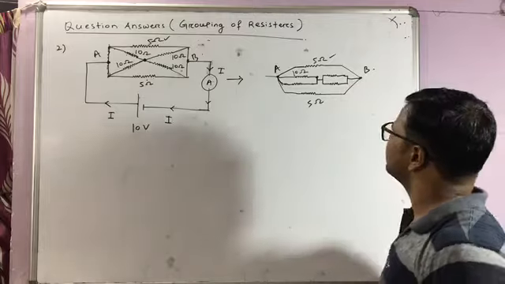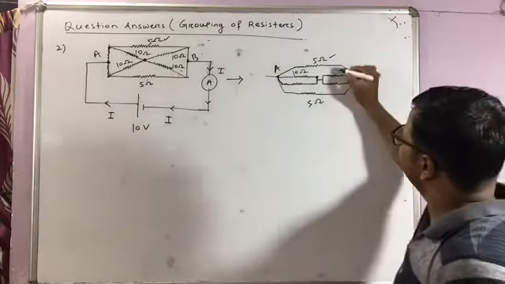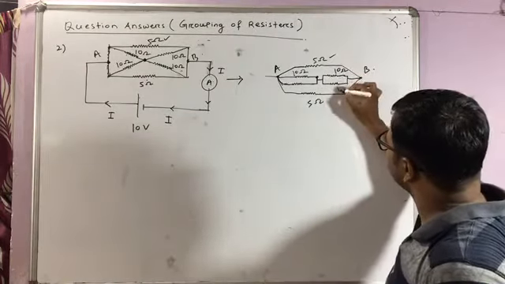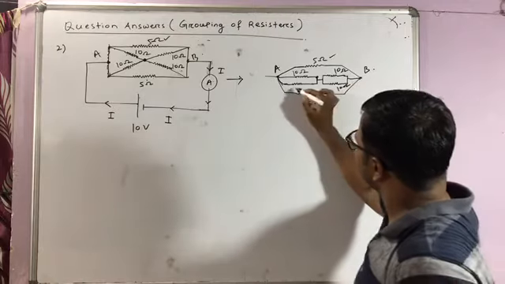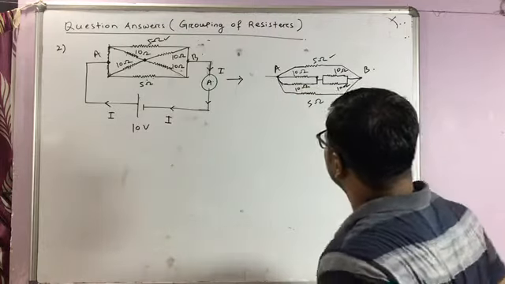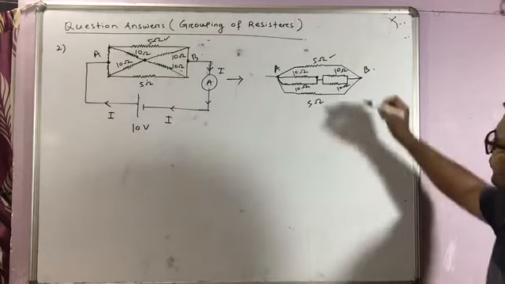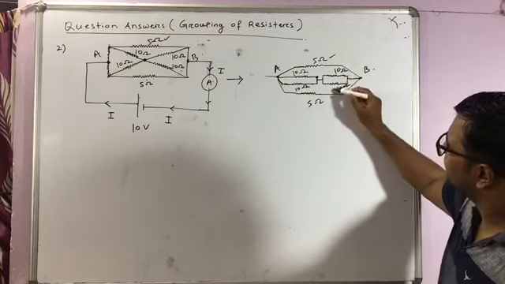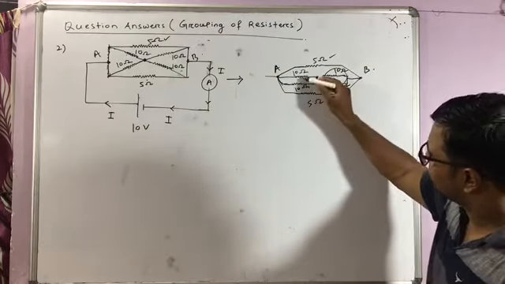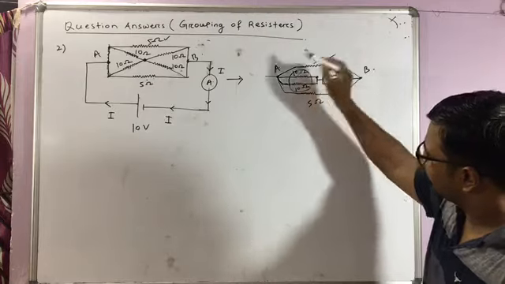They are joined here. We can have our equivalent diagram. We can write down the resistances: 10 ohm, 10 ohm. This will be your 10 ohm. Now from the diagram it is clear that these two 10 ohms are connected in parallel.